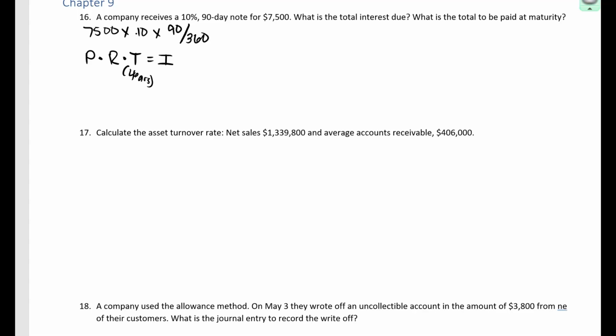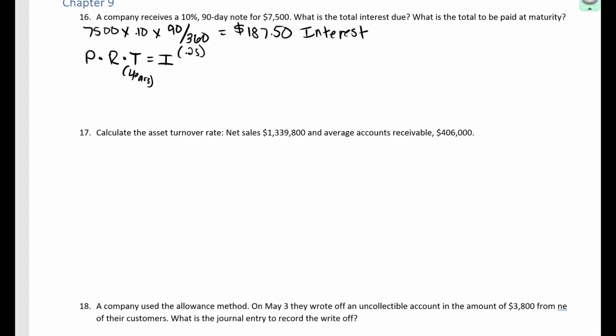And I know we have 365 days in a year, but we're going to use a banker's year, which is 360. 90 over 360 is 0.25. Okay, so if you take 7,500 times 0.1 times 0.25, you get $187.50. This is the amount of interest that's going to accrue over the 90 days. That's the interest due.